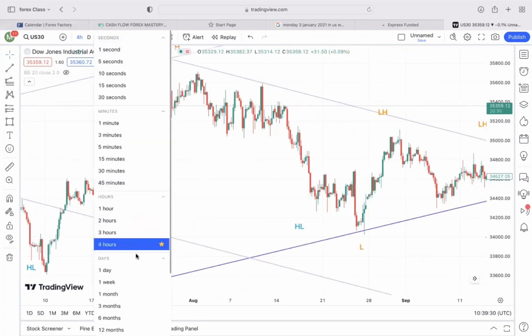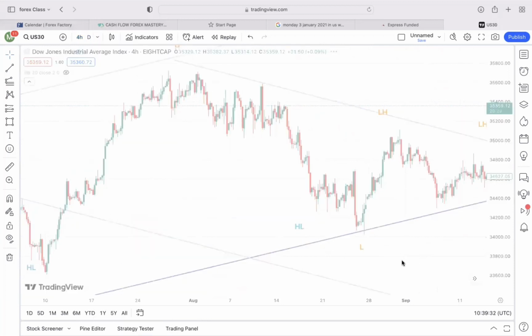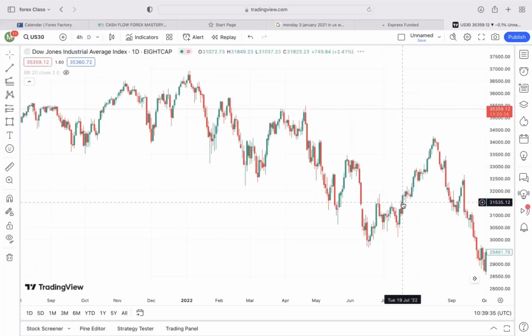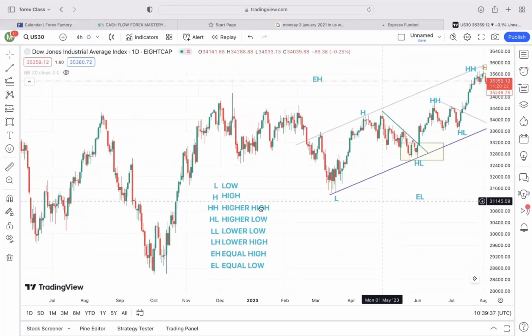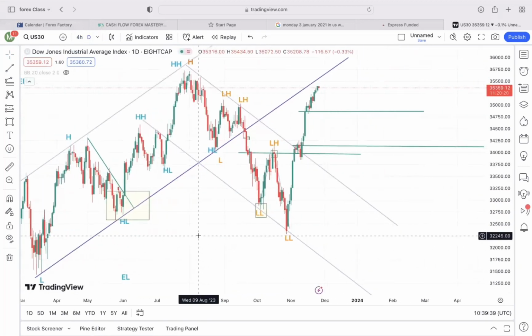So I'm still going to talk more on several ways to take your entry using your trend line, and then other strategies you can use to take your entry in the financial market.